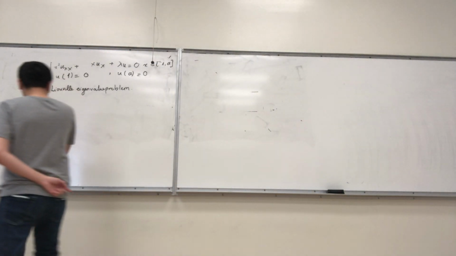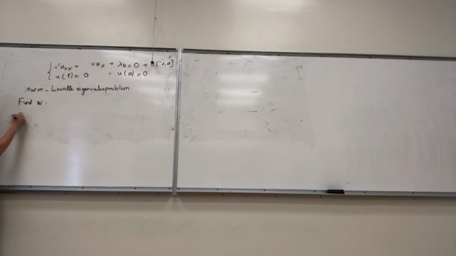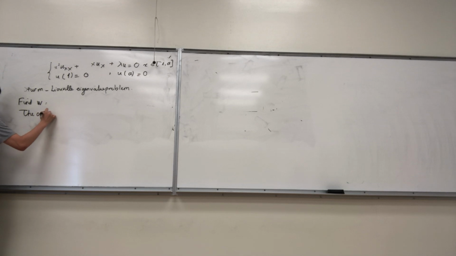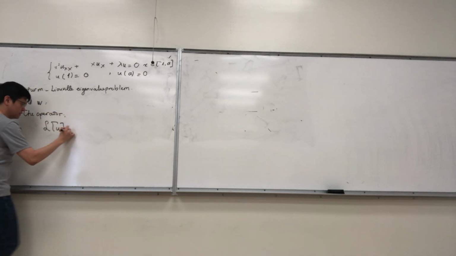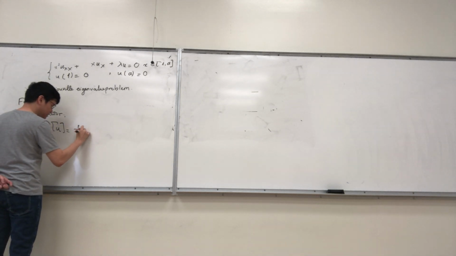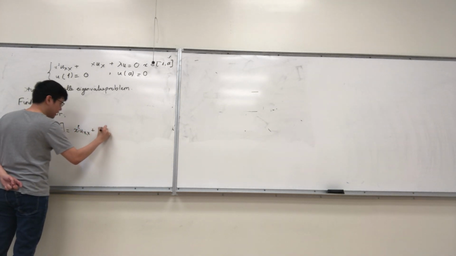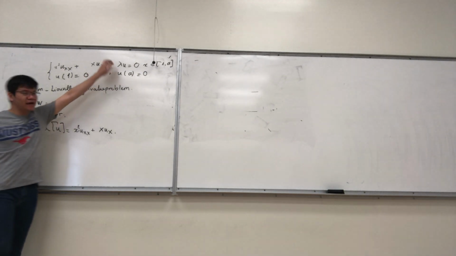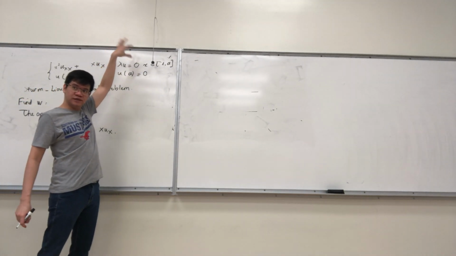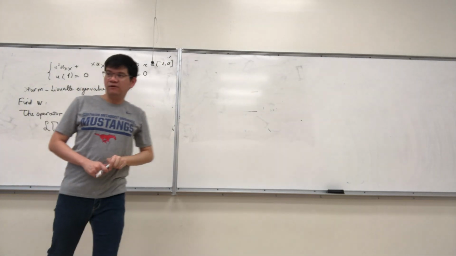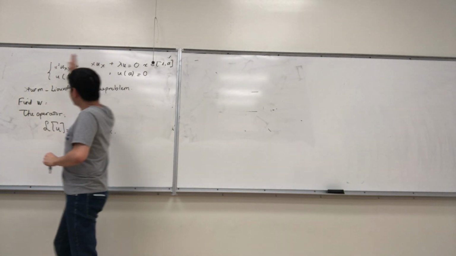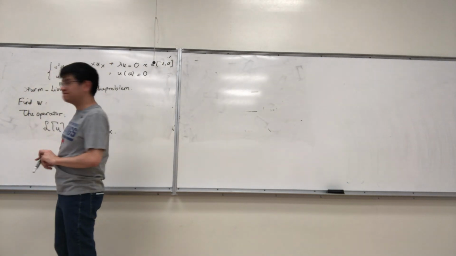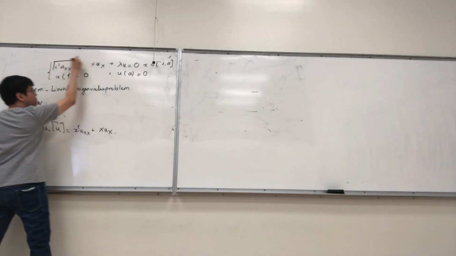So again, this operator will be Lu equals x squared uxx plus x ux. This is the operator. Lambda is the eigenvalue and u is the solution, right? So in this case, the operator is just this part.